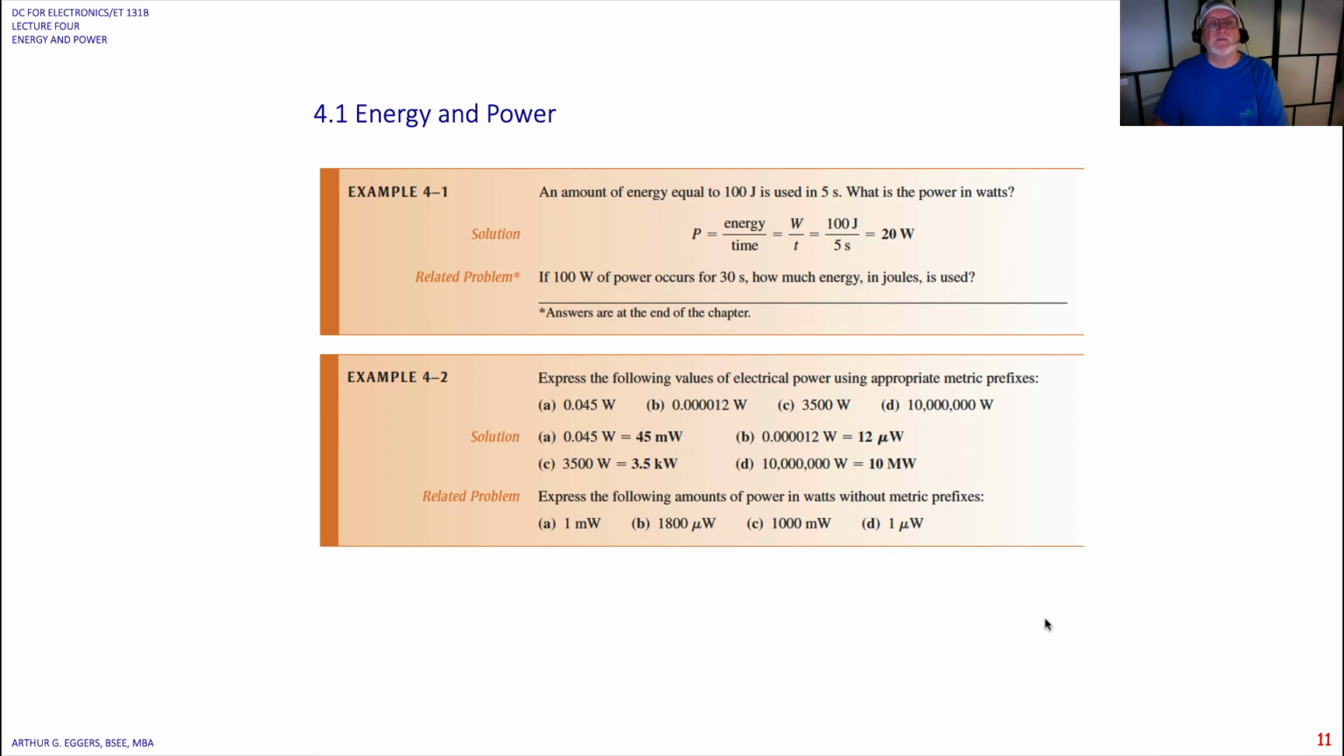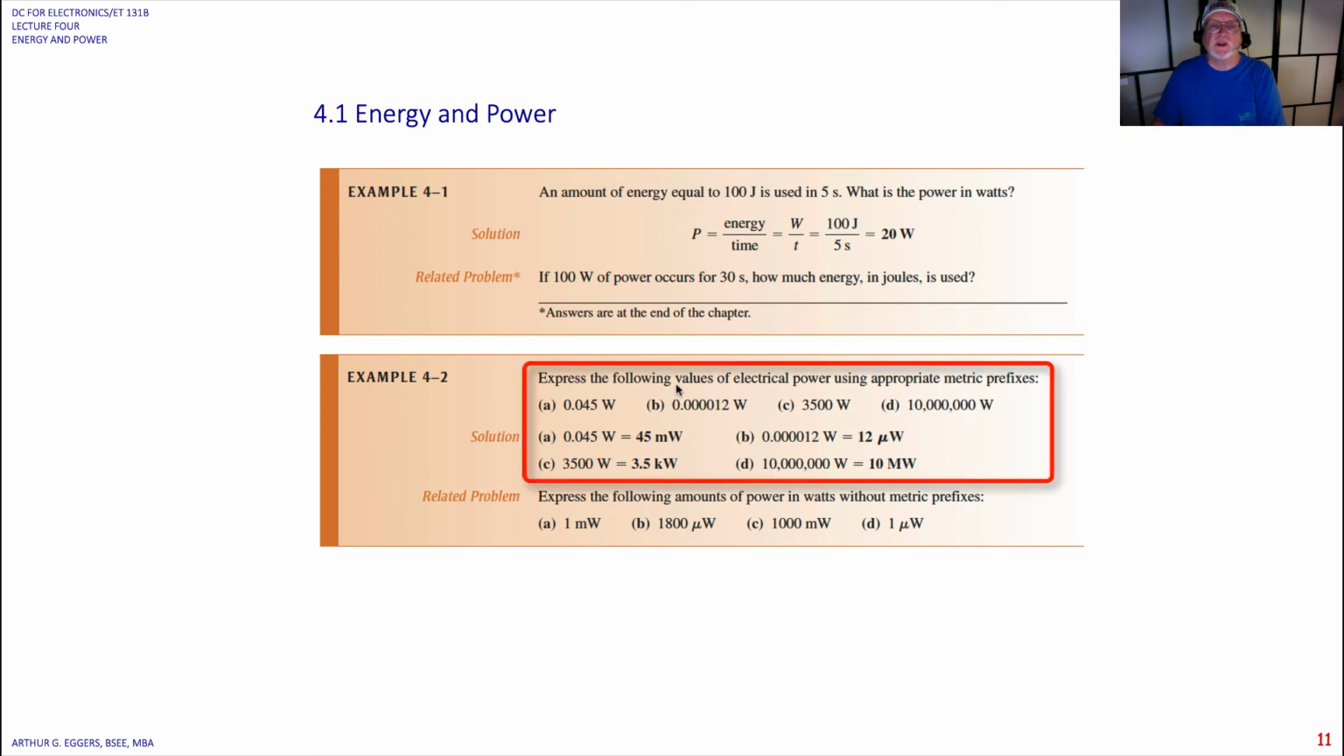Let's look at an example. An amount of energy equal to 100 joules is used in 5 seconds. What is the power in watts? So energy over time, W over T, 100 joules, 5 seconds. Joules per second is a watt. We have 20 watts. Okay, you work the related problem.